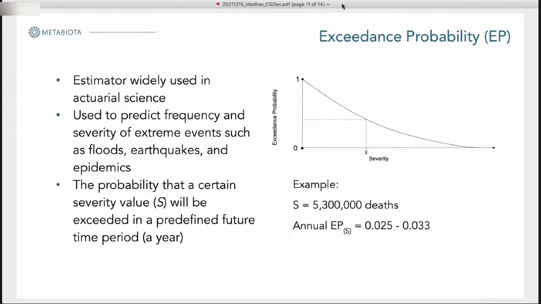So once we've developed this entire curve, all this very rich simulation modeling that we do is distilled down into this one curve. We can look at the probability that a certain severity of event will be exceeded in a predefined future time period. So for example, if we wanted to know the probability of seeing an event with 5.3 million deaths or worse in any given year, that is the type of information we can find out from this. And so we've looked it up here, with the annual exceedance probability being something like 2.5 to 3.3%.